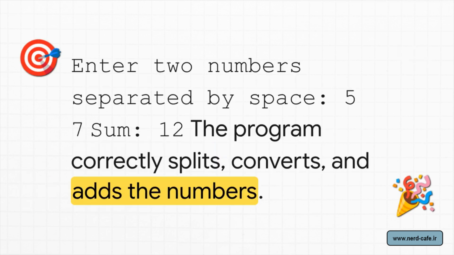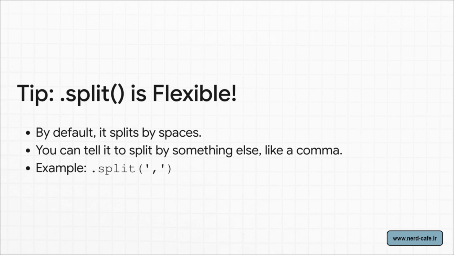And the output shows it works like a charm. The user types 5, then a space, then 7. .split breaks them apart, int converts them, and our program correctly prints their sum, 12. Awesome. Oh, and here's a fantastic little tip. .split is super flexible. By default, yeah, it splits by spaces, but you can tell it to split by literally anything you want. Just put the character you want to use inside the parentheses, like a comma. This is so useful when you're dealing with different kinds of user input.